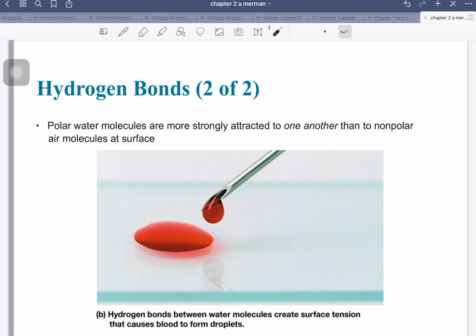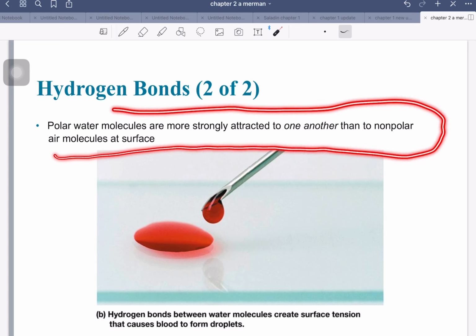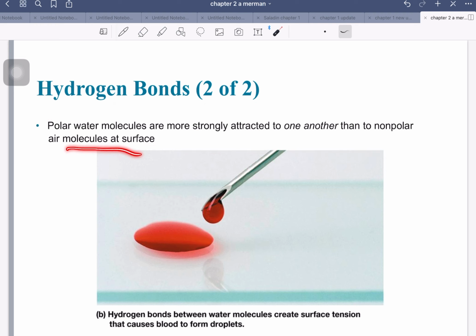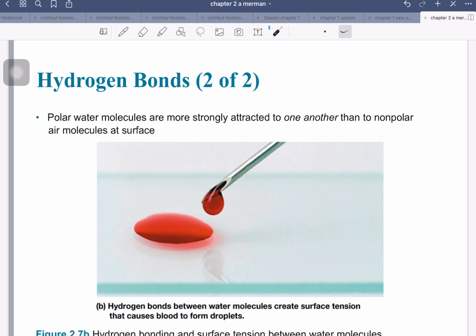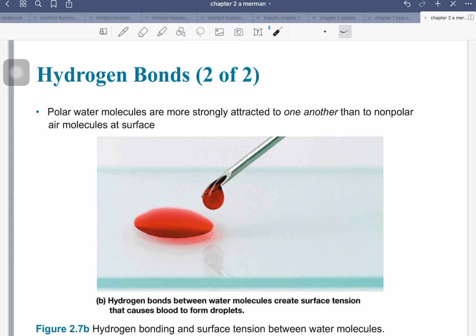Now, polar water molecules are more strongly attracted to one another than to nonpolar air surface molecules. And that's what allows for this creation of a surface tension. So we can see here the hydrogen bonding between the water molecules creates surface tension and causes the blood to form droplets because these molecules, because blood is mostly water, are much more interested in being attracted to each other than to the surrounding air molecules. So they'll pull against each other and you get that droplet forming.